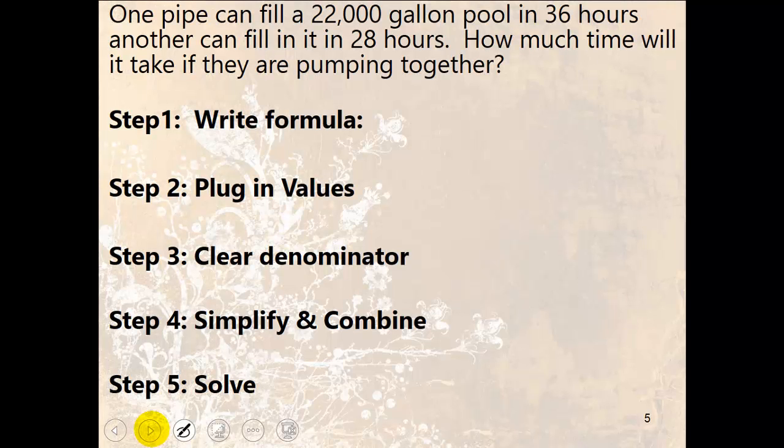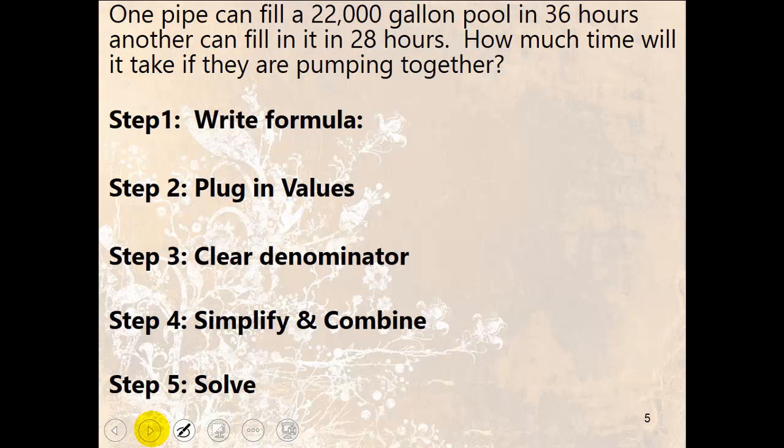Here's another example. A pipe can fill a 22,000 gallon pool in 36 hours. Another pipe can fill it in 28 hours. How much time will it take if they're pumping together? So why don't you answer the video question, write the formula, and plug in the values to that formula and find the least common multiple.